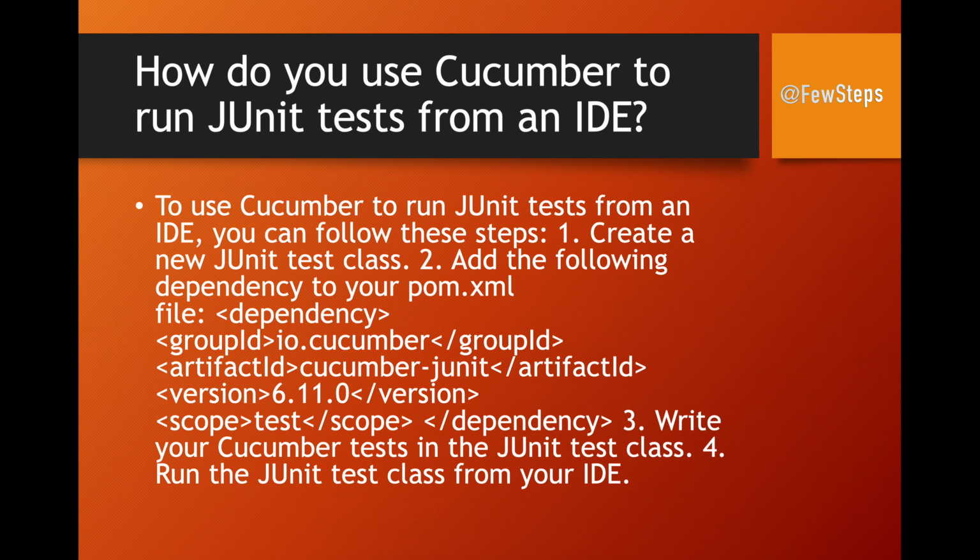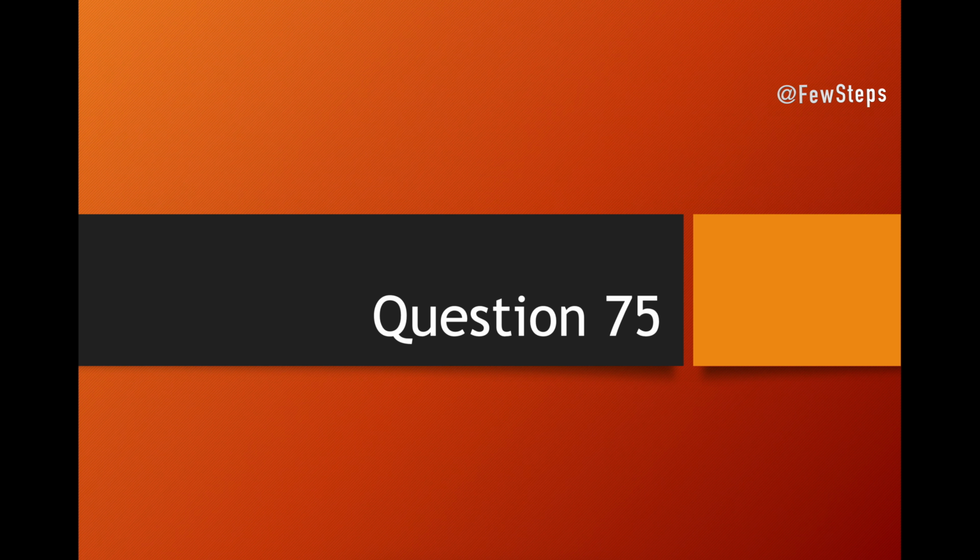Question 74. How do you use Cucumber to run unit tests from an IDE? To use Cucumber to run unit tests from an IDE, you can follow these steps. 1. Create a new unit test class. 2. Add the following dependency to your pom.xml file: io.cucumber, cucumber-junit, 6.11.0, test. 3. Write your Cucumber tests in the unit test class. 4. Run the unit test class from your IDE.